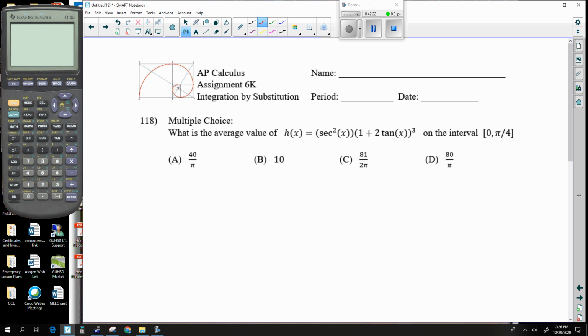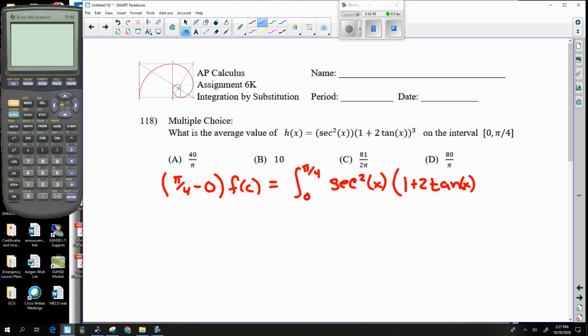Okay, let's set up the rectangle. So the rectangle is on the interval of 0 to pi over 4, so that's pi over 4 minus 0 of the average value. And that's going to be equal to the curve from 0 to pi over 4 of that mess. Okay. This is most likely going to be my u here. Yeah, because tangent creates a secant squared. So the derivative does create it. So it's all good.